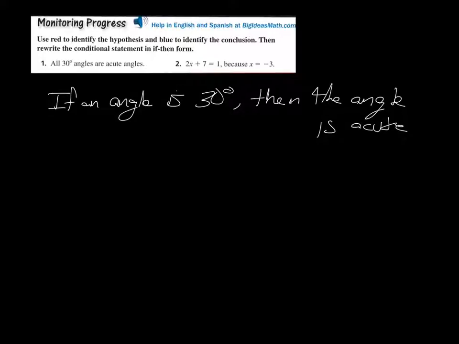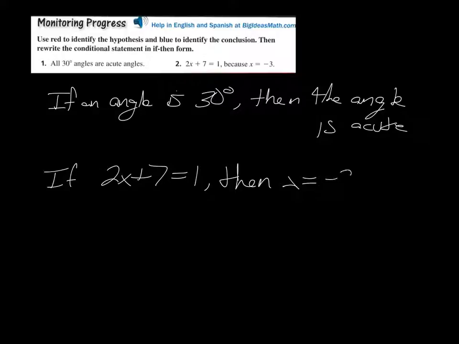Okay, same thing on number 2. It's just a statement: 2x plus 7 equals 1 because x equals -3. So I'm going to say if 2x plus 7 is equal to 1, then x is equal to -3.